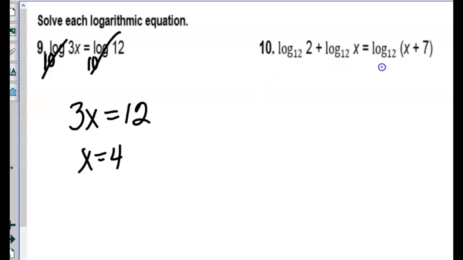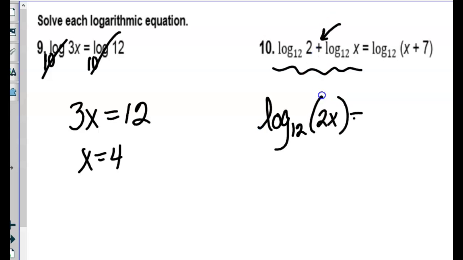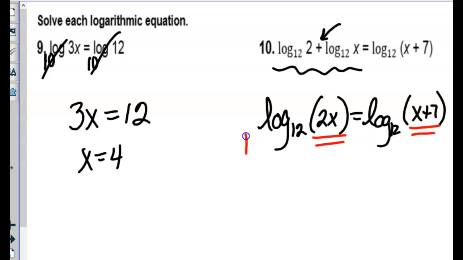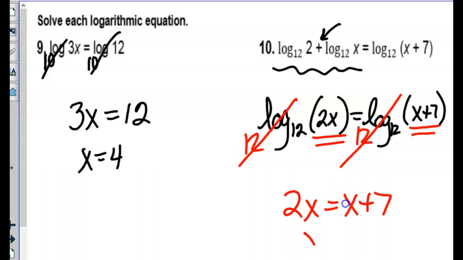Can we do that on number 10? No. We got to combine them first. What happens here? Log base 12 of plus means multiply, so we get 2 times x. Log base 12 of x plus 7. So the only way that's true is if these are the same quantity, or some of you could think of it as do this on both sides. But that, again, only works if you're doing it once on each side. So we end up with 2x equals x plus 7 or x equals 7. Can I put a 7 back in? Yeah.